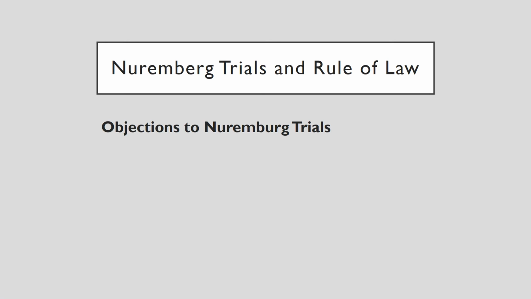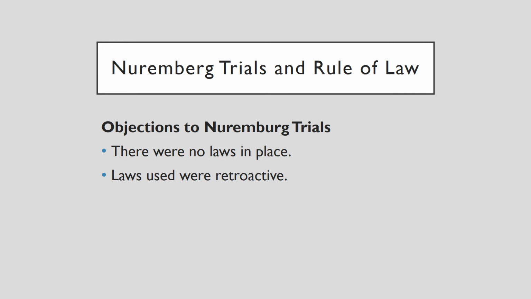So here are objections that are raised to the Nuremberg trials that question whether they were consistent with the rule of law. First, there were no laws in place. There was nothing that made what the Nazis did illegal that they would have been under. There were no laws that governed all countries. Second, it's claimed that the laws used were retroactive, in that the things that the Nazis did were made illegal. The laws were passed after they had already done them, and then they were prosecuted under those laws. This does not give them fair warning, according to this objection.